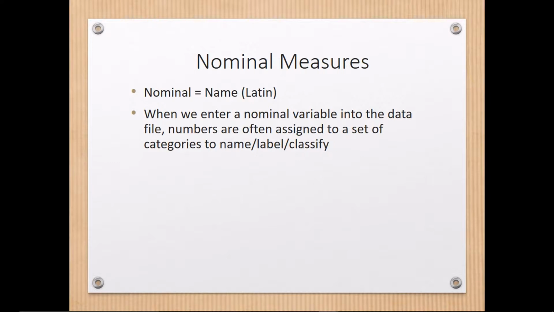Nominal measures are pretty easy to remember because the word nominal comes from the Latin for name. With nominal measures, we are just naming a category to which the variable belongs. When we enter a nominal variable into a data file, numbers are often assigned to a set of categories to name, label, or classify. But don't be fooled. The number for each category with nominal variables is not meaningful.